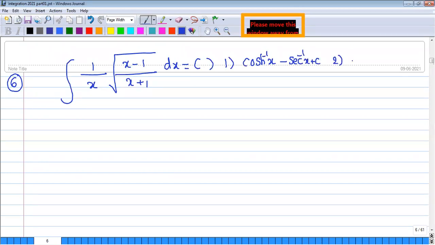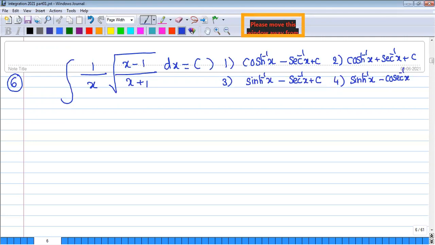Second: cos h inverse x plus secant inverse x plus constant of integration. Third: sin h inverse x minus secant inverse x plus c. Fourth one: sin h inverse x minus cosecant inverse x plus constant of integration.